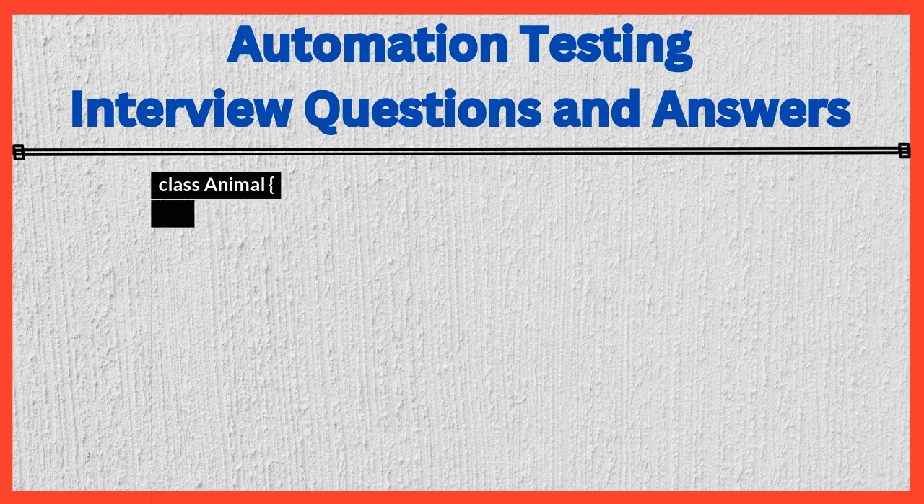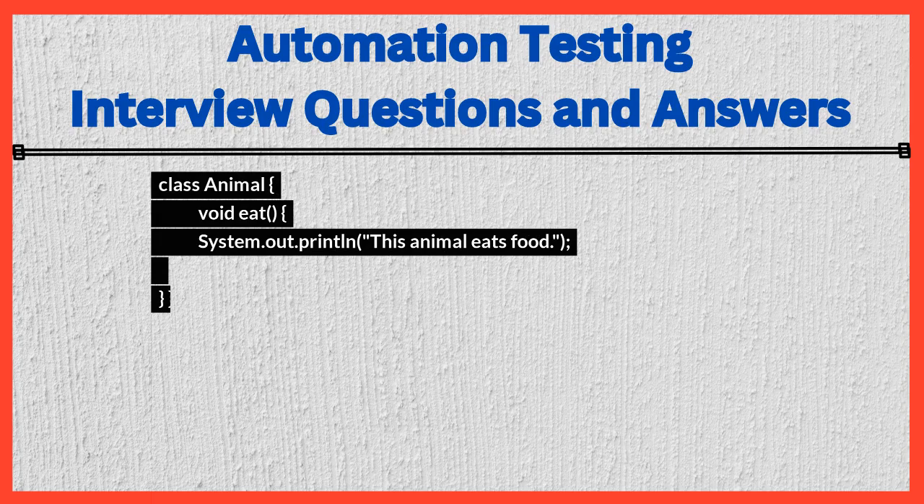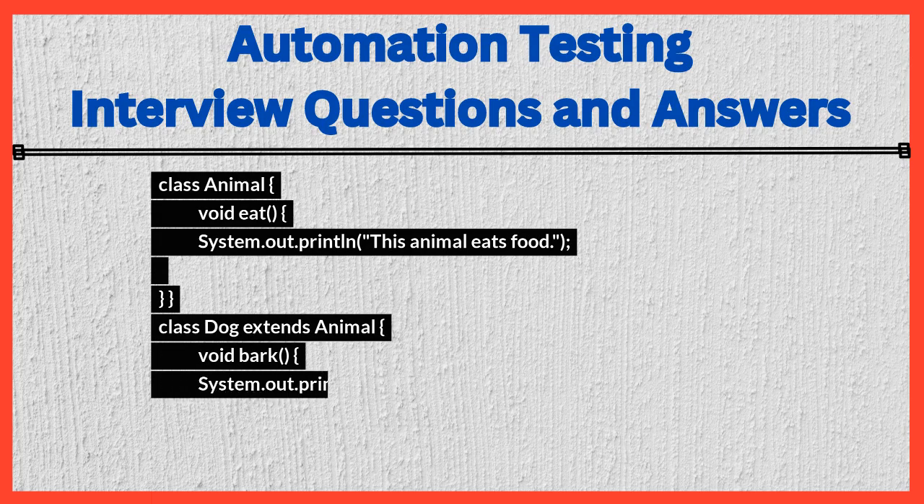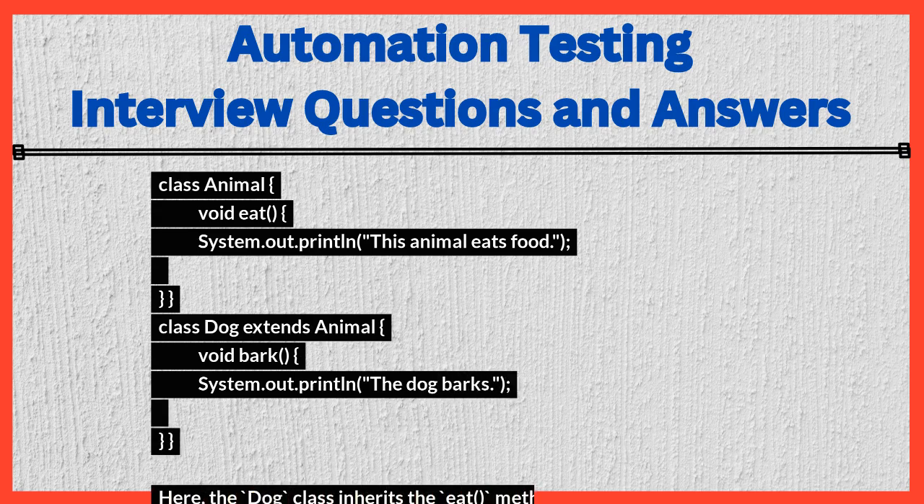Class Animal { void eat() { System.out.println("This animal eats food."); } } Class Dog extends Animal { void bark() { System.out.println("The dog barks."); } } Here, the Dog class inherits the eat method from the Animal class, promoting code reuse.